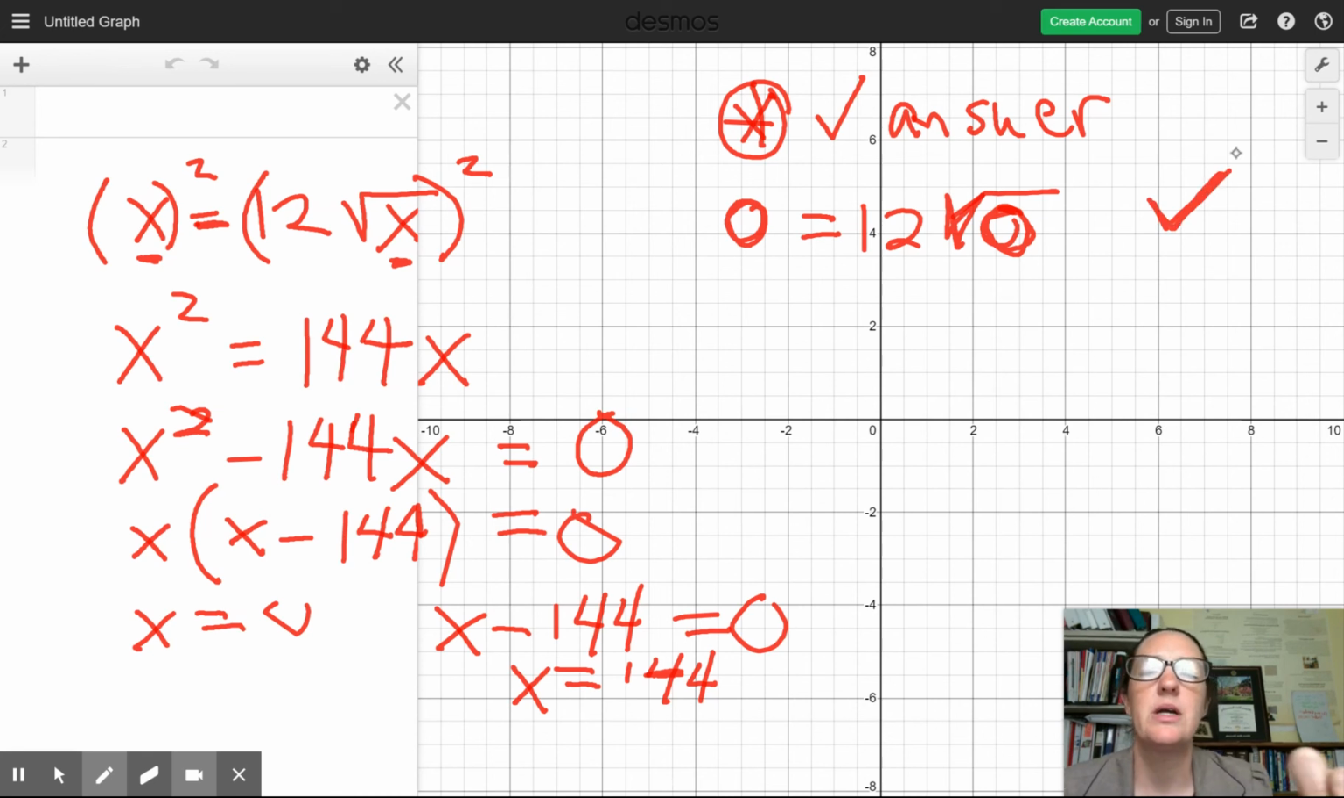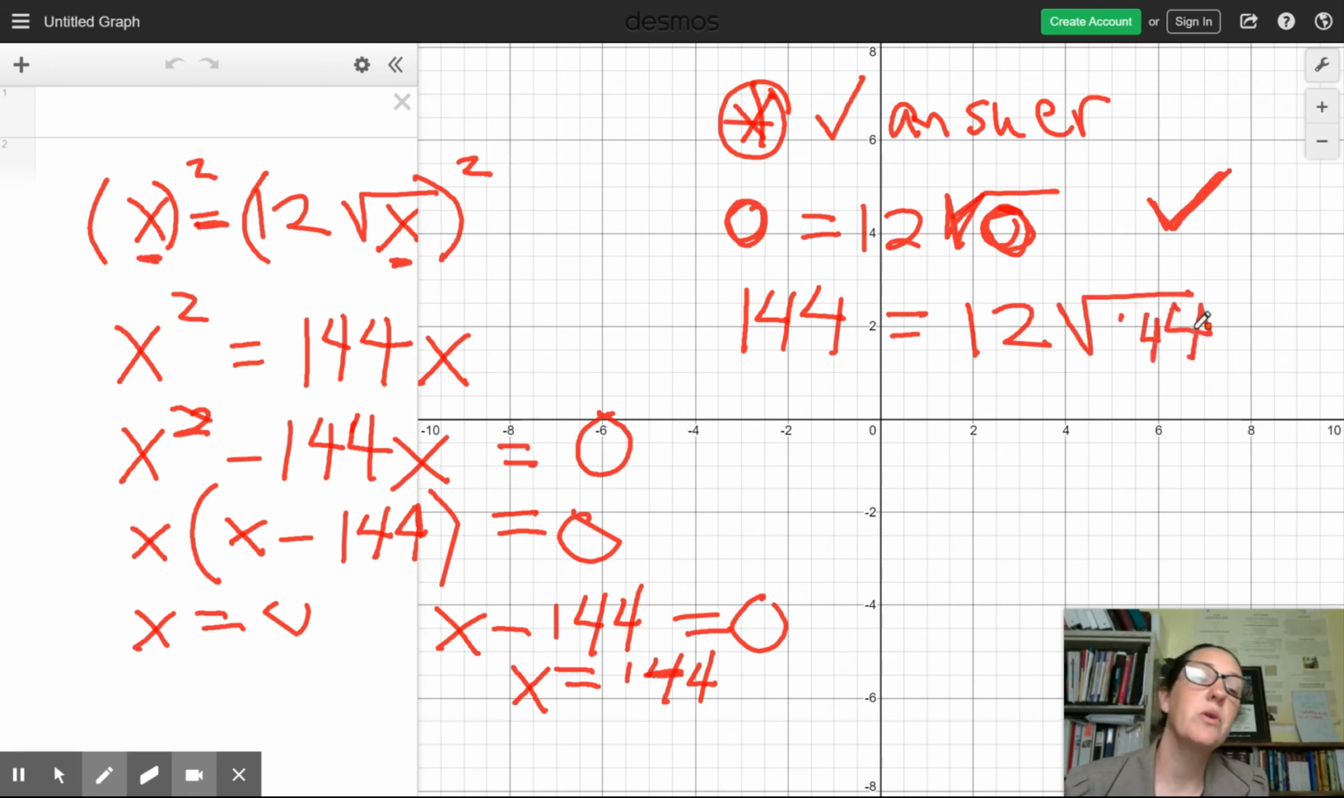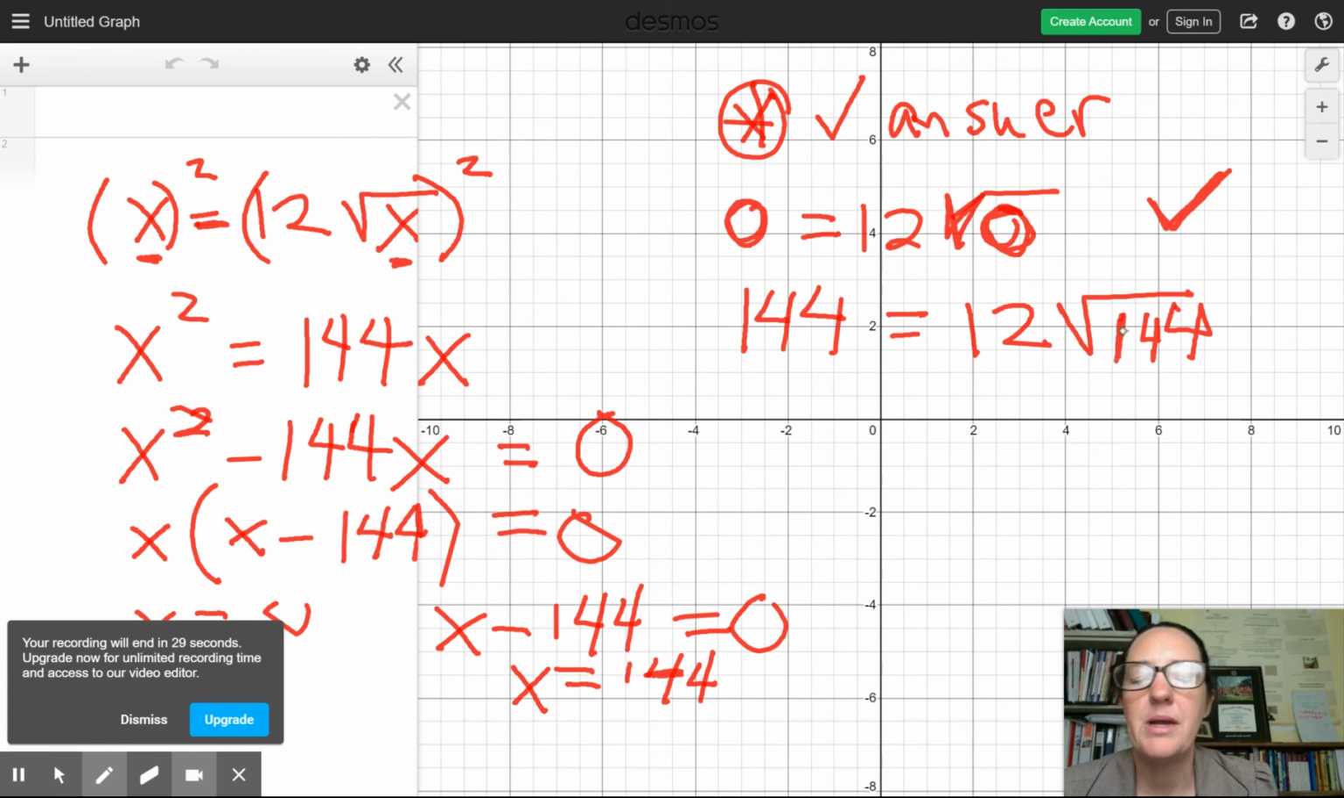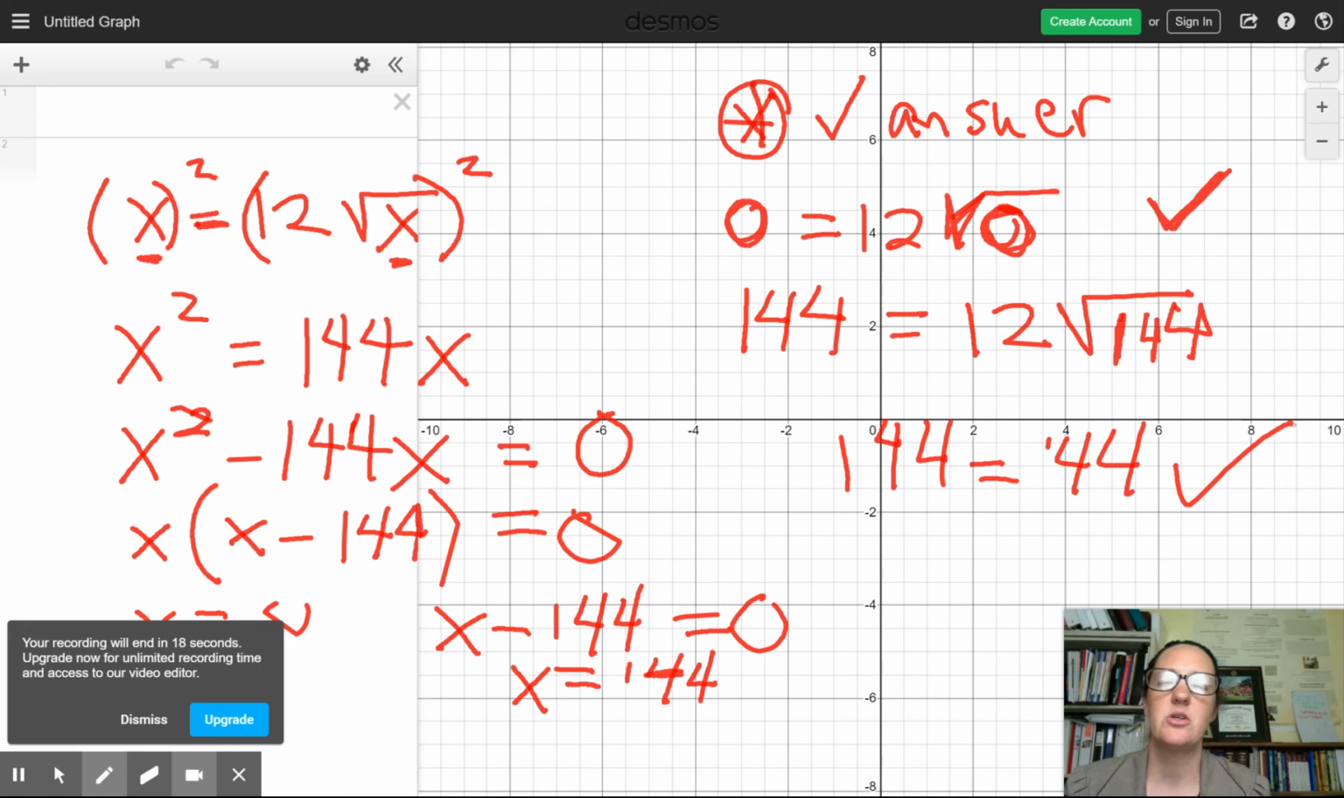It came out true. And now we'll check the other one with x equals 144. So we put in a 144 wherever we see an x in the problem. So 144 equals 12 times the square root of 144. The square root of 144 is 12, and 12 times 12 is 144. So we come out with 144 equals 144, and that one checks as well. So both of our answers were correct.